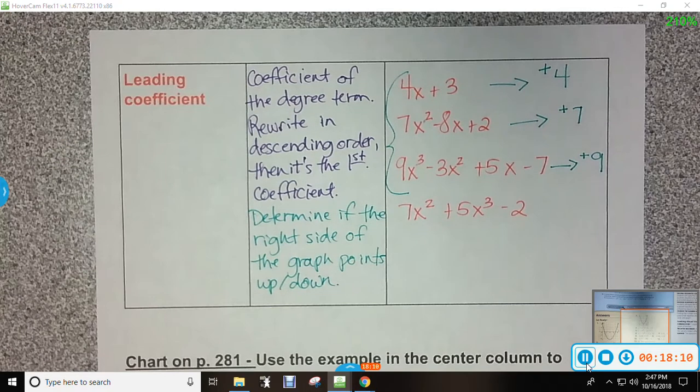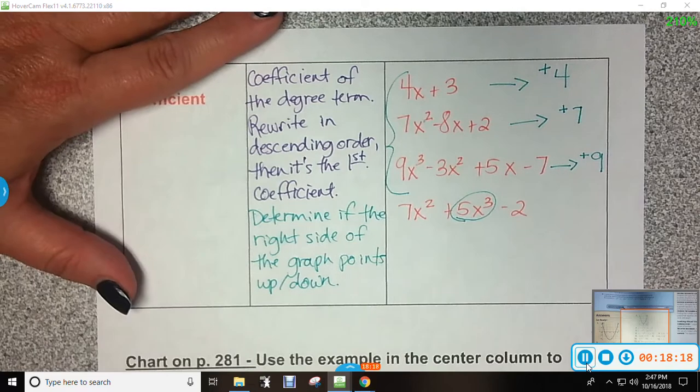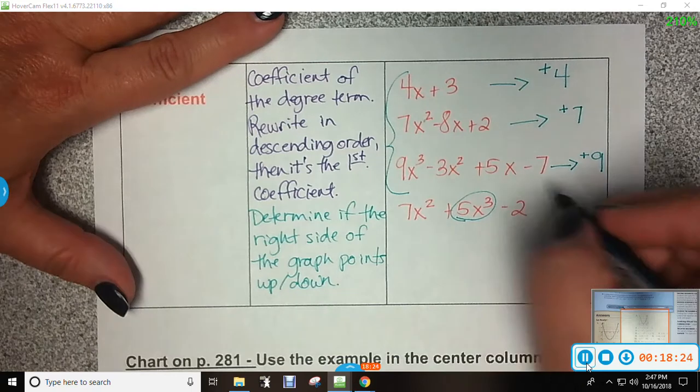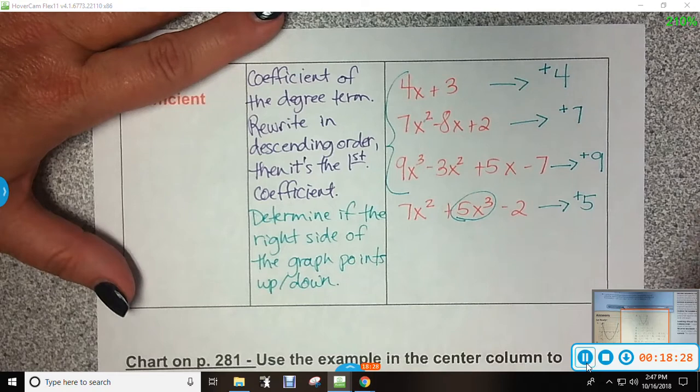9. For the last one, it's not written in descending order. So that's where you've got to take a look at this. This is the term that told us it was a third degree. So I need the coefficient for that term. So that is a positive 5 leading coefficient.